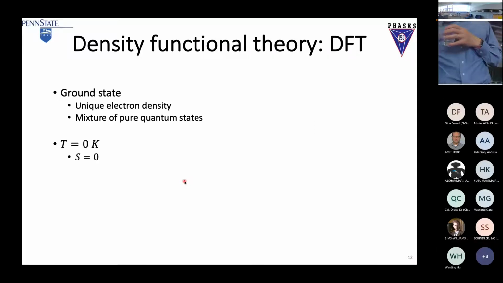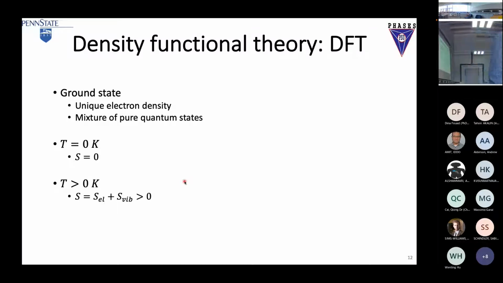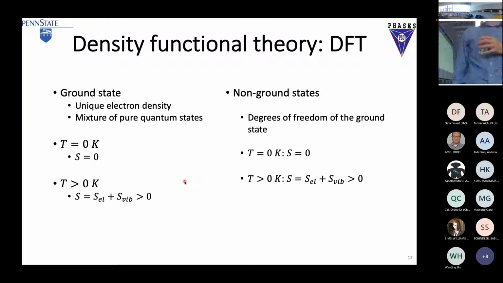We know that at T equals 0 Kelvin, entropy equals 0 as the third law, even with a ground state or a mixture of quantum states. But at finite temperature, it is not equal to 0 anymore. You have two entropy contributions, the electron and the phonon. So in addition to the ground state, you also have non-ground states. That means there are other states, which just go back to statistical mechanics, where you can have a probability at finite temperature. So our Zentropy theory is basically putting the two together.